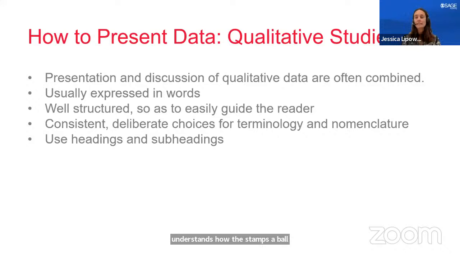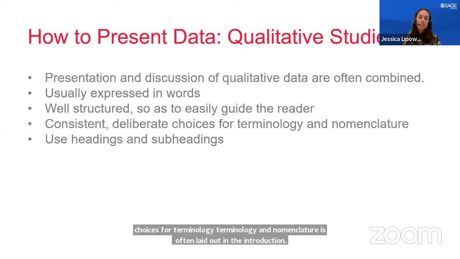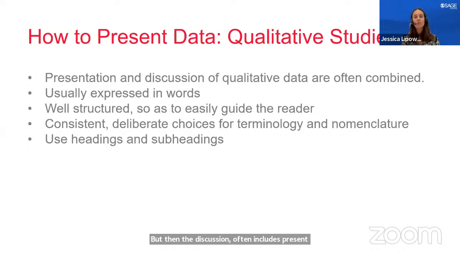So headings and subheadings will be crucial and can really be a form of signposting to make these chapters easier to navigate. Consistent and deliberate choices for terminology and nomenclature are often laid out in the introduction, but then the discussion often includes presentation of the existing or ongoing debate. So you can take that how you will.